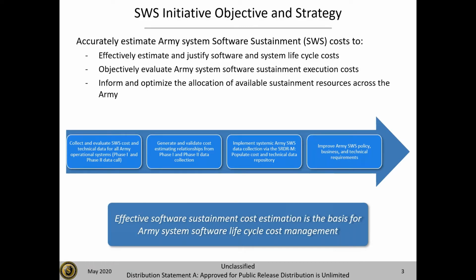So we're moving to data collection via the SRDRM as that comes online and gets used in the future. Hopefully we'll be collecting all of the data that way. Right now we're still collecting via questionnaires, and then improving policy and the technical requirements to match all that. So really what we're trying to do is to have a database of good data on software sustainment to inform decisions and make that data available to organizations and people for their use.